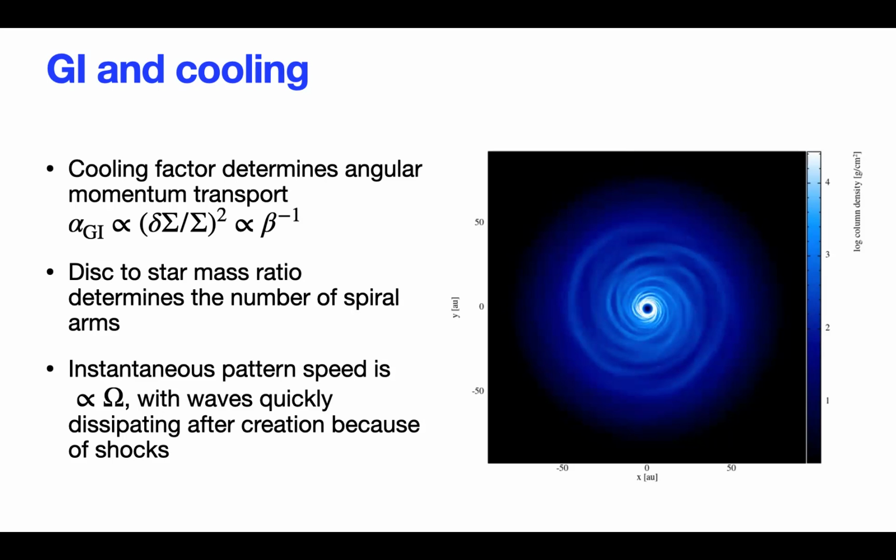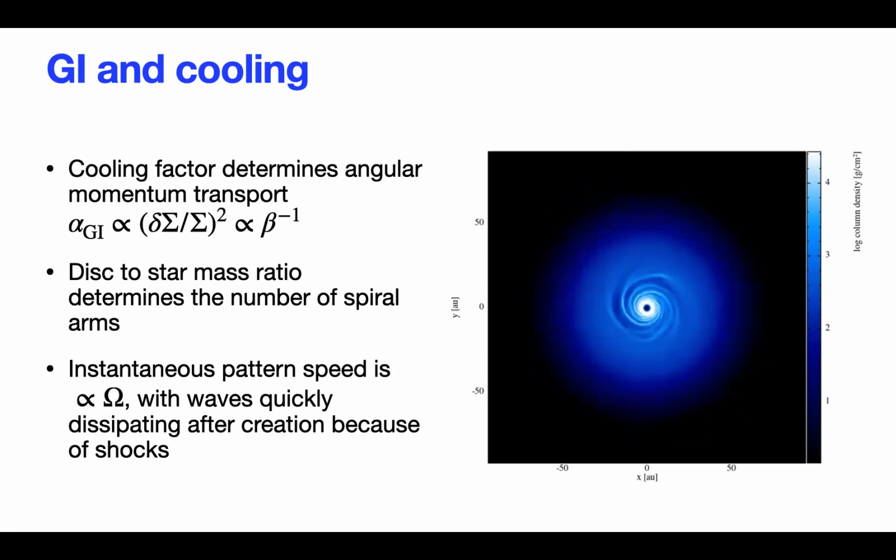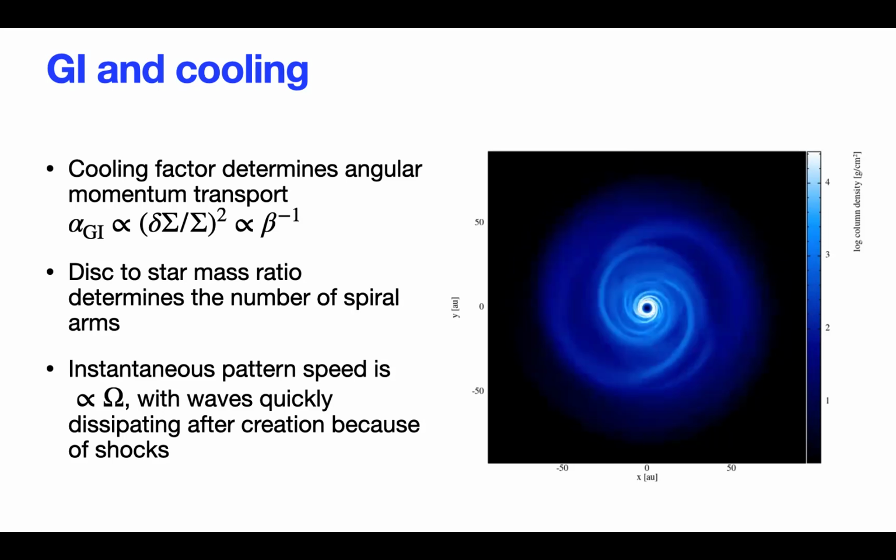And finally, what is also important is to understand what the pattern speed of the spiral is. So as you can see from this video, I will show you again. It's not really easy to define a single, long-lasting spiral structure in this case. The idea is that we create spirals and they shock and they are quickly destroyed and recreated again. So defining a pattern speed is not very easy, but what we can do is to measure instantaneously what the pattern speed is, and it turns out to be proportional to the angular velocity of the disk.